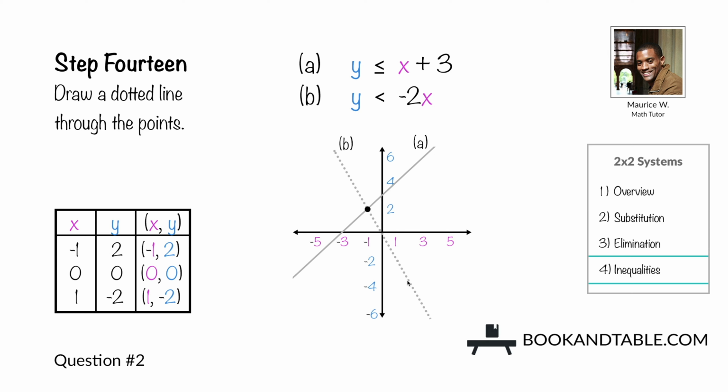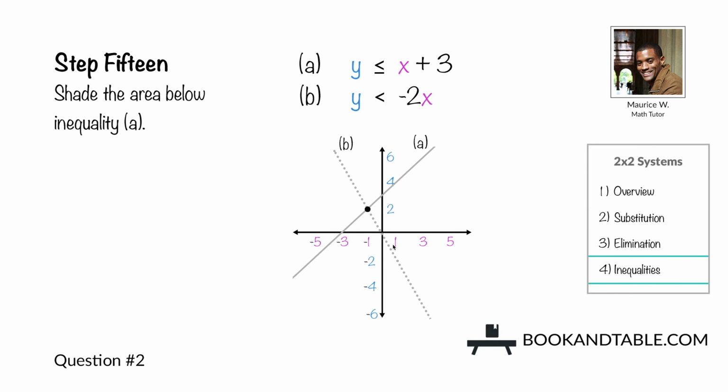So step 14, draw a dotted line through the points. So now we have the 2 lines for our inequalities. Now step 15, shade the area below inequality A. We're shading the area below since it's y is less than. So it's the points below that line. So we shade that area.